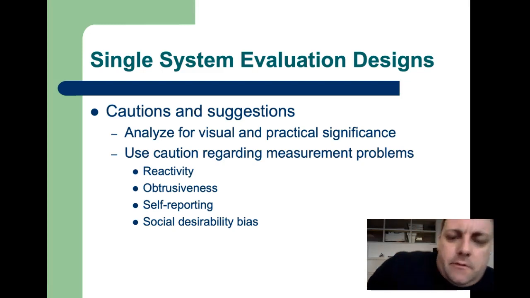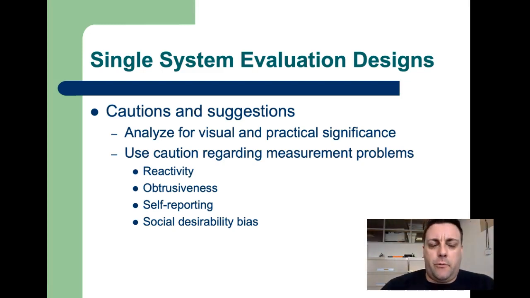Some of the other problems that we run into when we get to measurement are things like reactivity, obtrusiveness, self-report, and social desirability bias. Reactivity, if you remember from the fall semester, is this idea that people notice a problem simply by completing a measure about it, and that happens sometimes. Obtrusiveness happens when completing a measure really interferes with a client's life. So it's a lot of work to do this. It takes time, right? And you have to pay attention to the questions as you're answering them.